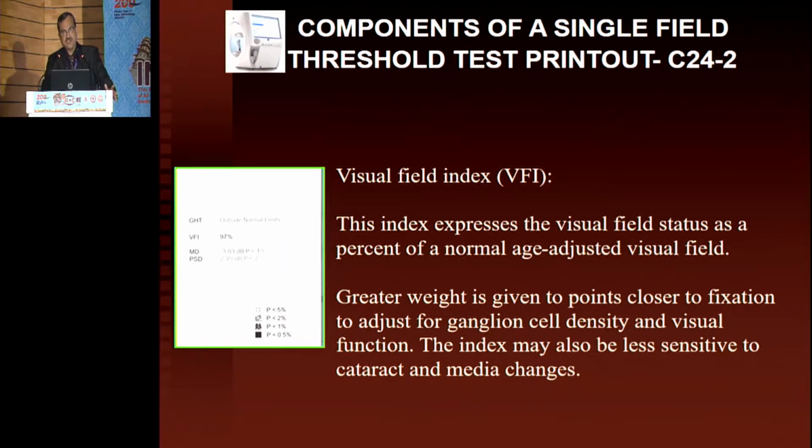In the new machines, there is another parameter which is called the visual field index, or the VFI. This index expresses the visual field status as a percent of normal age-adjusted visual field. The moment you tell your patient that you may probably have glaucoma, or you have glaucoma, the first question the patient asks is, what percent? So this one measure gives you an indication as to what is the probable percentage of loss for your patient.